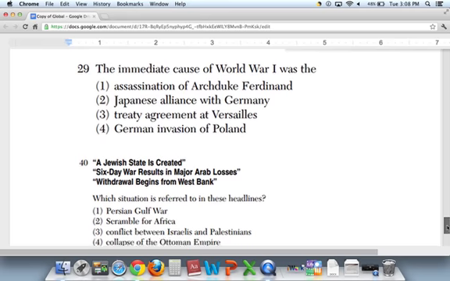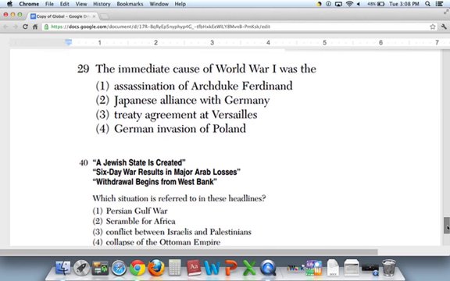Number 29. The immediate cause of World War I was the: 1, assassination of Archduke Ferdinand. 2, Japanese alliance with Germany. 3, treaty agreement at Versailles. And 4, German invasion of Poland.